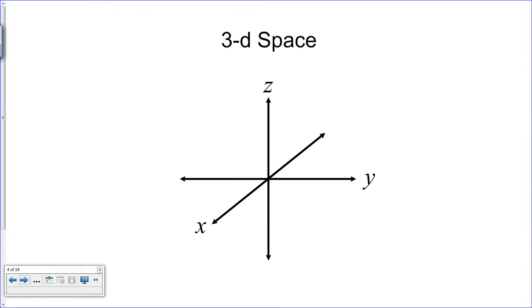Now, 3D space is exactly what it sounds like. It's the three-dimensional x, y, z space that we basically live in. So this might look a little bit funny, the fact that x is coming out at you, but this is how we draw 3D space typically. Z is straight up and down, y goes left and right, and x is coming out of the paper at you, or out of the screen at you right now.